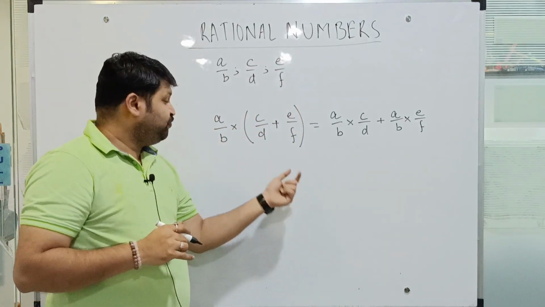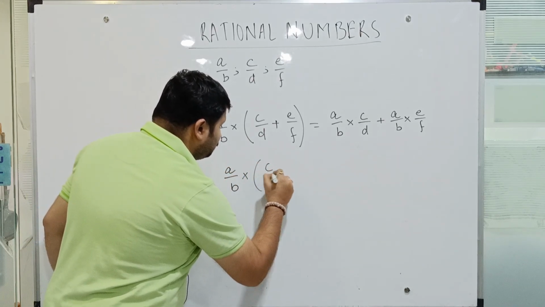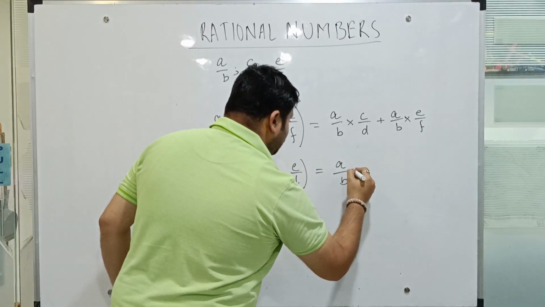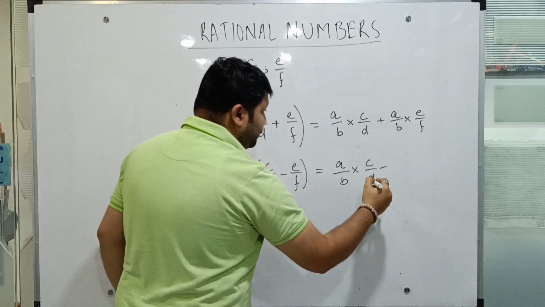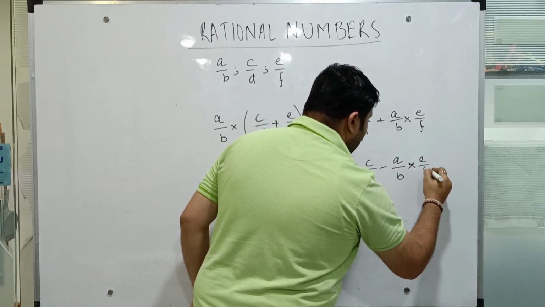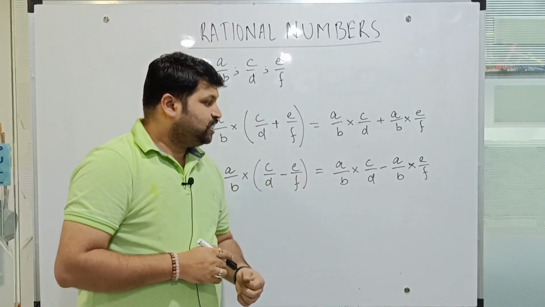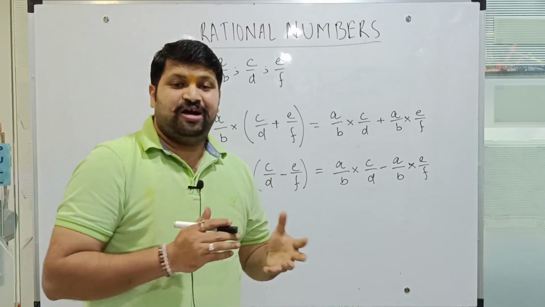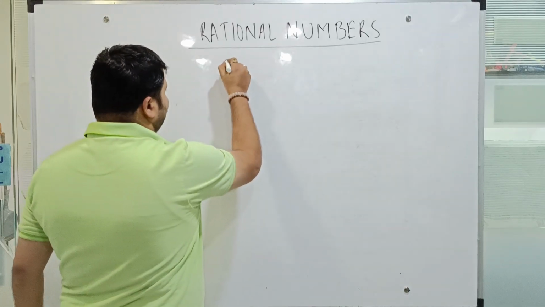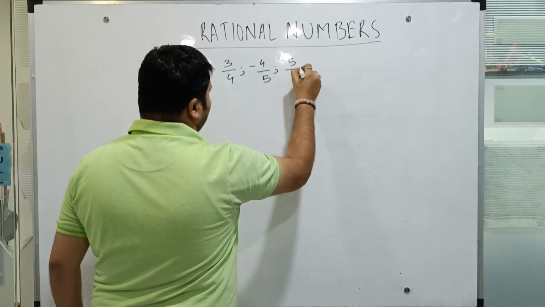Same thing would be true if we have a minus sign here. So if we have A upon B multiplied by C upon D minus E upon F, it would be equal to A upon B multiplied by C upon D minus A upon B multiplied by E upon F. So this is called the distributive property of multiplication over addition. So let us have three rational numbers. We have 3 upon 4, minus 4 upon 5 and 5 upon 6.